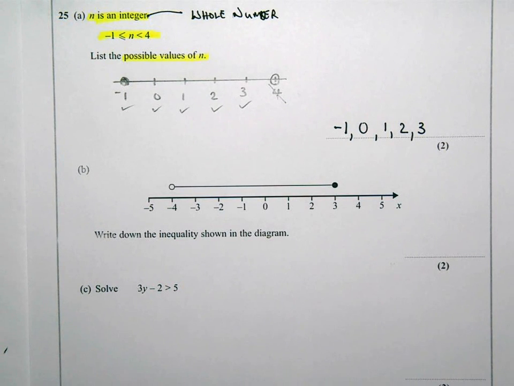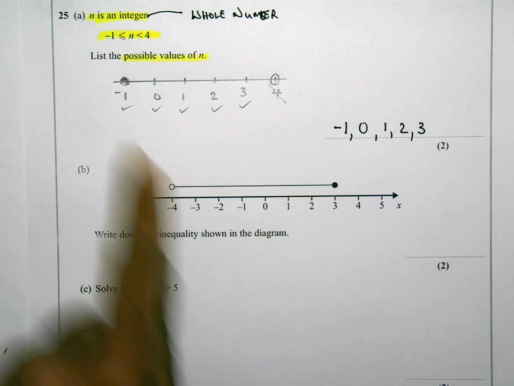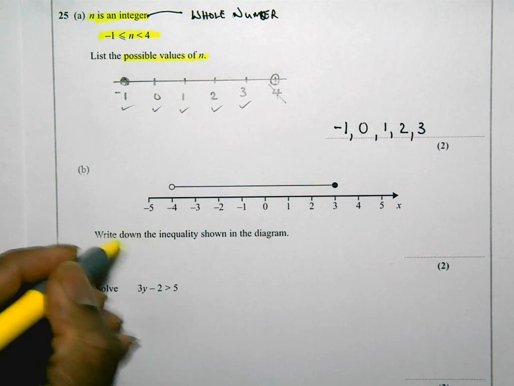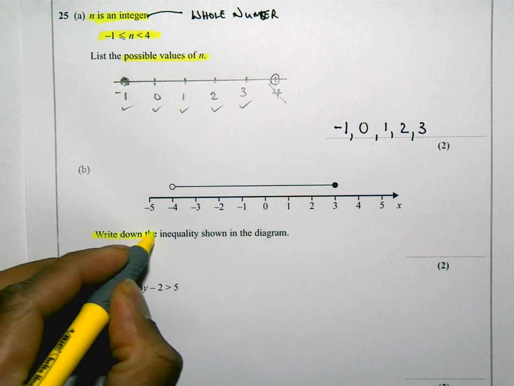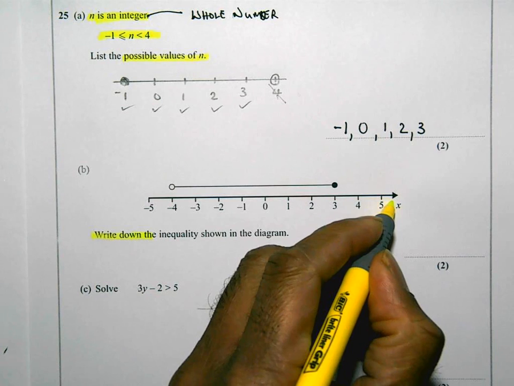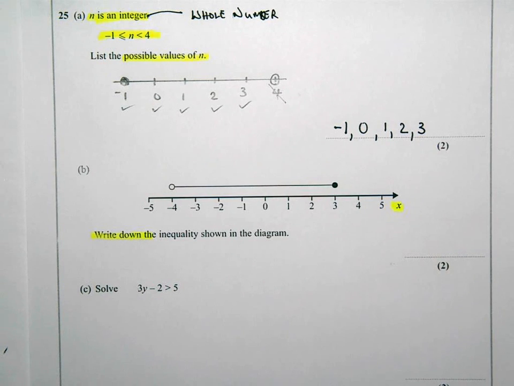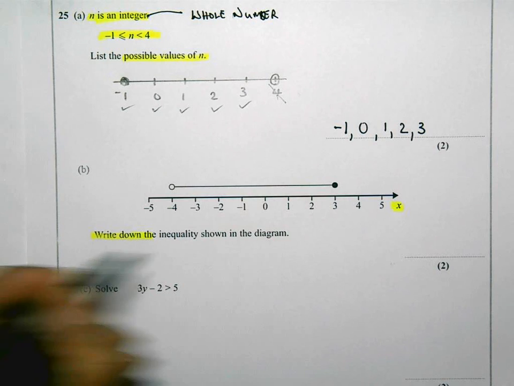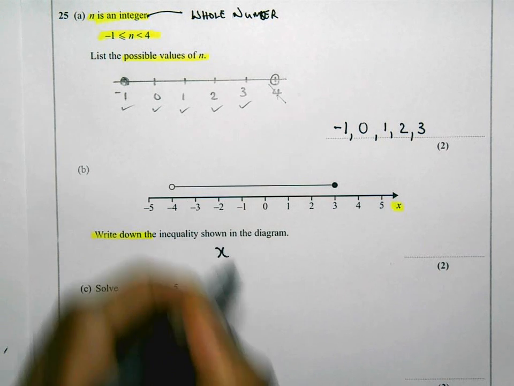Part B is almost the reverse process. In Part B, they've shown you a diagram like the one I've drawn up here, right? And the question says, write down the inequality shown in the diagram. And it's really important that you notice that they put the letter X over there. So that means that we're not using n like they did in Part A, we're using X. So I'm going to put X, and I'm going to think about the numbers on either side.